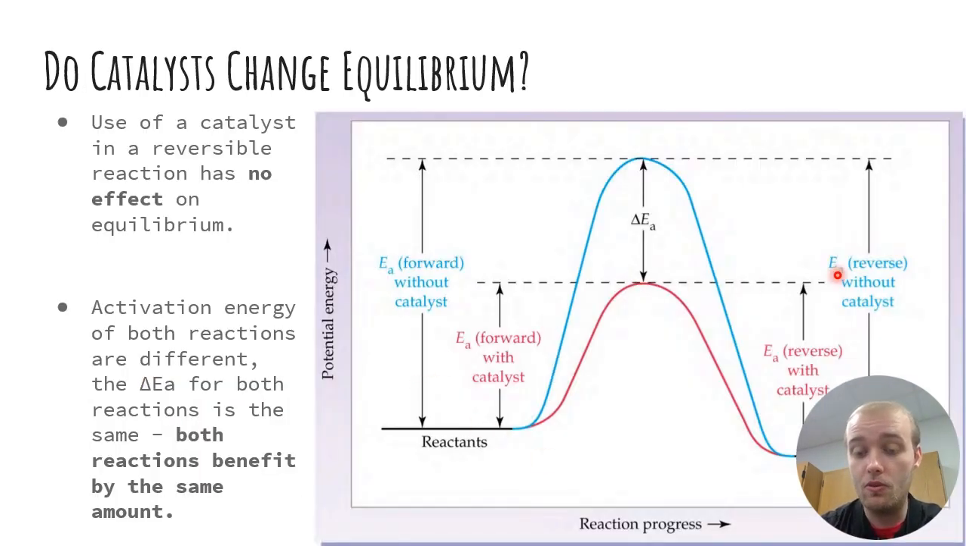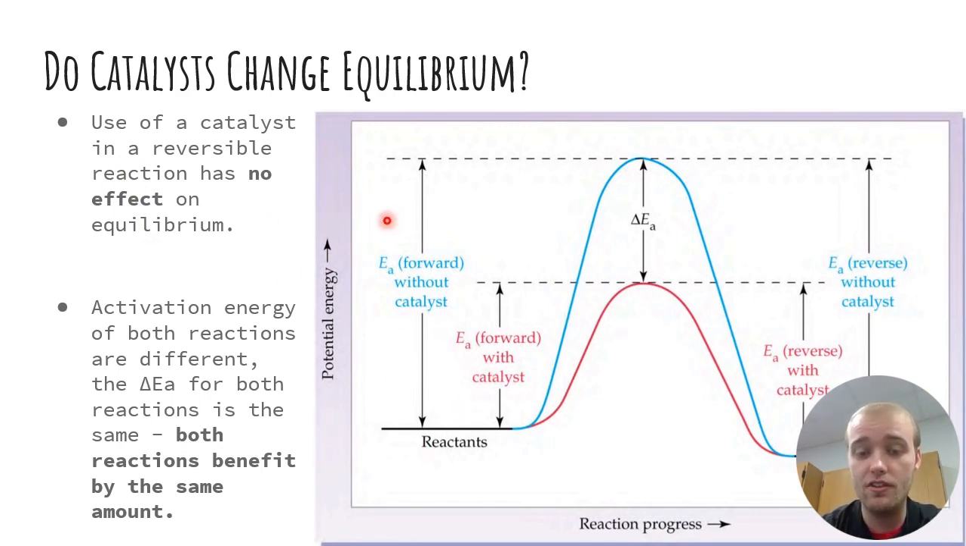Now, a common question you get asked on AP chemistry tests a lot, and a lot of AP chemistry teachers like to ask this, is: do catalysts do anything to change equilibrium? We talked a lot about things from Unit 5, but what do catalysts do? The big answer to this is that a catalyst has absolutely no effect on the equilibrium, and here's why.